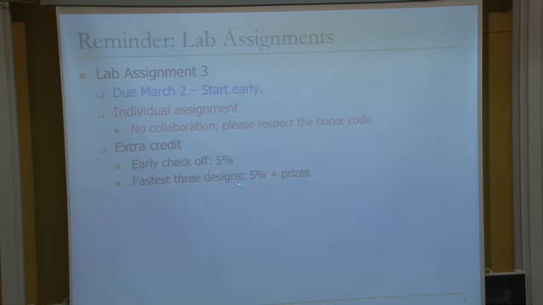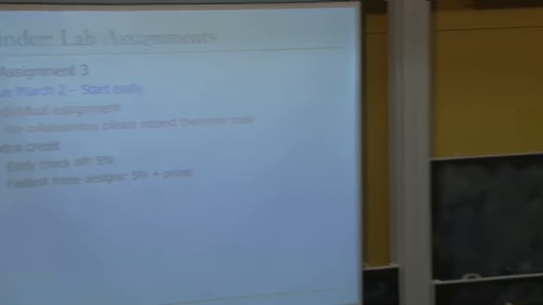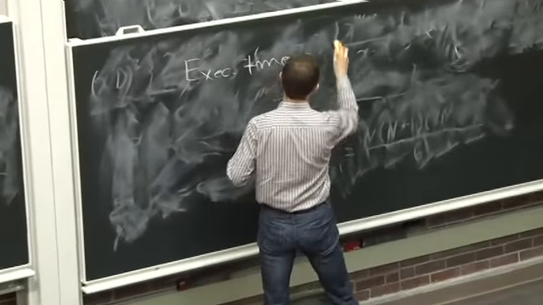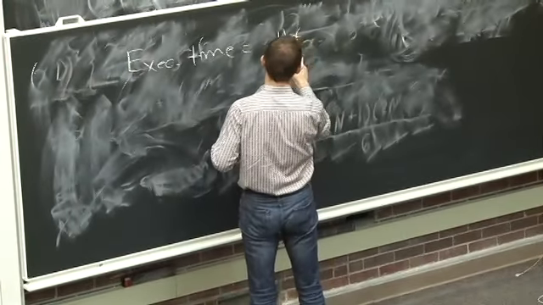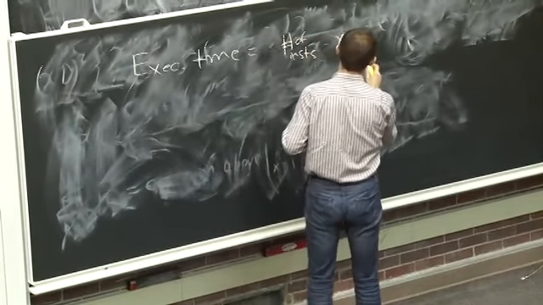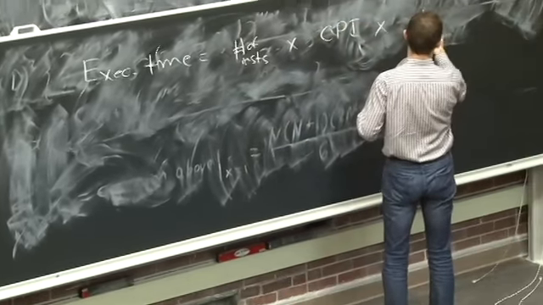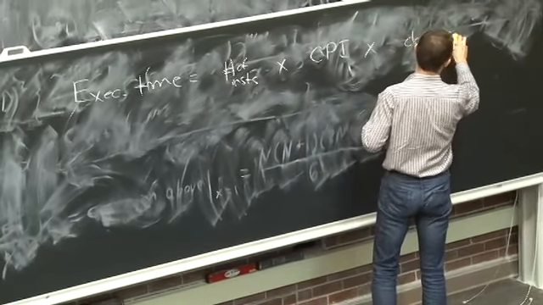And also, the fastest 3 designs will get extra points. Exactly how we determine this will depend on the distribution of the fastest designs. So what is the fastest design? Remember performance. Hopefully you know very well by now, what is the execution time, right? It's number of instructions times cycles per instruction times clock cycle time, right?